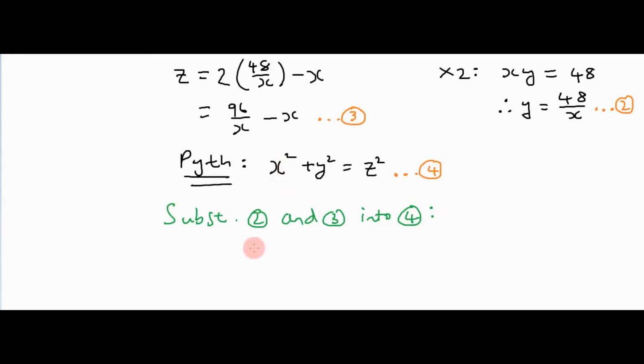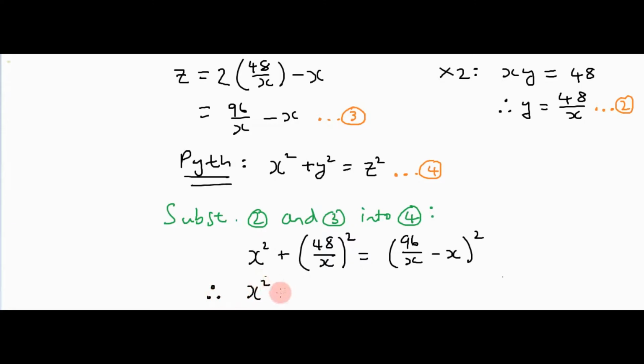So substitute equation 2 and equation 3 into equation 4. So we have x squared plus y squared, but y is 48 over x. So 48 over x all squared equals z squared, but z equals 96 over x less x. So 96 over x minus x all squared. We now have an equation entirely in terms of x, and we can simplify it and then solve for x. So let's simplify this equation.